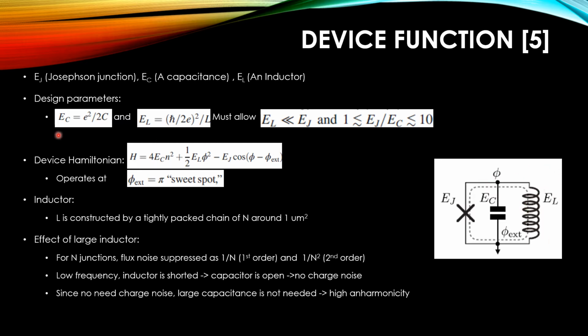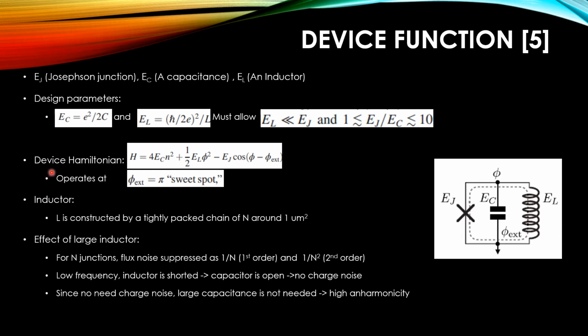Here are the design parameters. We want the capacitor energy to be E squared over 2C, and EL to be H bar over 2E squared over L. These are the energies of the capacitor and inductor. And here are some parameters that we must allow. We must allow EL to be much smaller than the energy of the Josephson junction, and EJ over EC to be in the middle of 1 and 10.